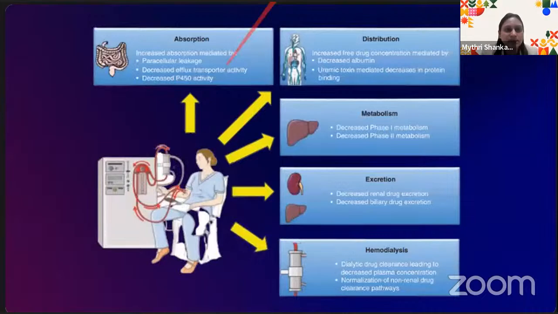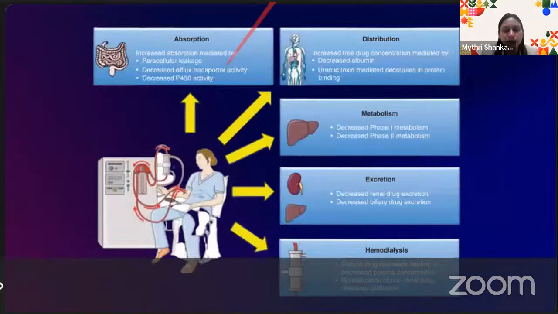Summarizing, in dialysis and CKD patients, there is increased absorption because of the paracellular leakage, decreased efflux transporter activity, decreased P450 activity, and distribution. There is increase in free drug concentration mediated by decreased albumin. Uremic toxin mediated decrease in protein binding is also there. And in metabolism, there is decrease in phase 1 and phase 2 metabolism. Excretion, both renal excretion as well as extrarenal excretion is affected. Both are reduced. Hemodialysis depends on the type of dialysis membrane, the blood flow rate, and the dialysate flow rate. So again, post dialysis, the drug concentration is bound to reduce if the drug is dialysable.